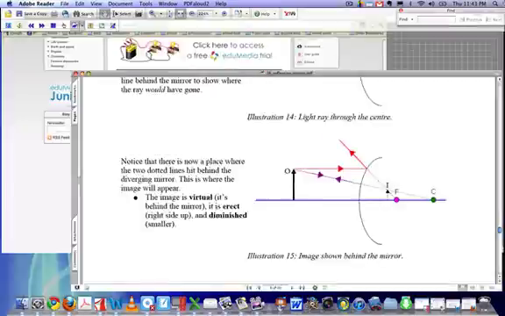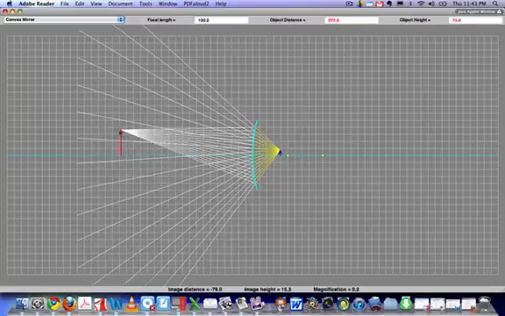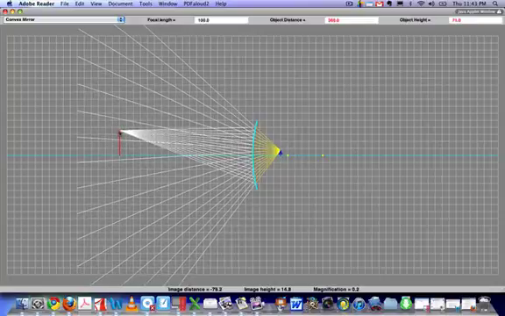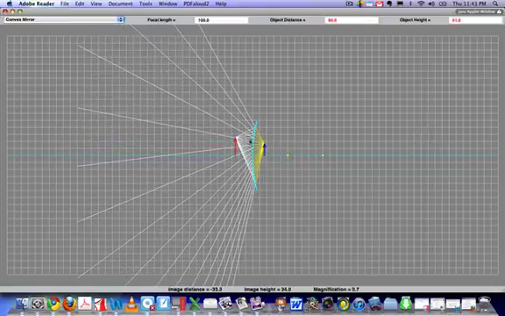Let's take a look at that over here. We'll switch our mirror to convex. We're going to grab our object. Now you can see farther away, the object is smaller, but still right side up. And as we move it closer, it starts to get larger, but it's still always smaller, right side up. It doesn't matter. We can see that again somewhere else.